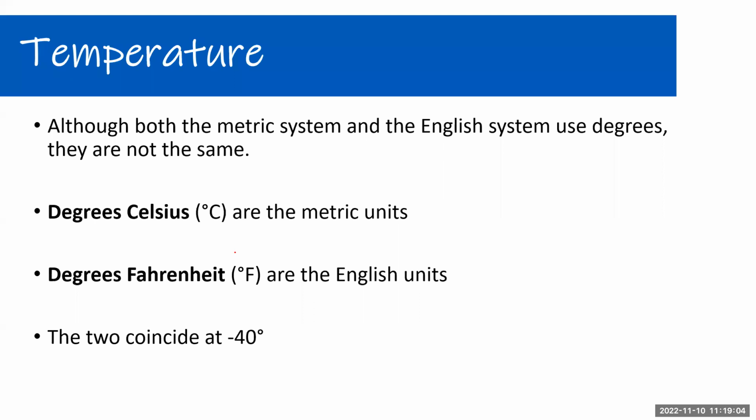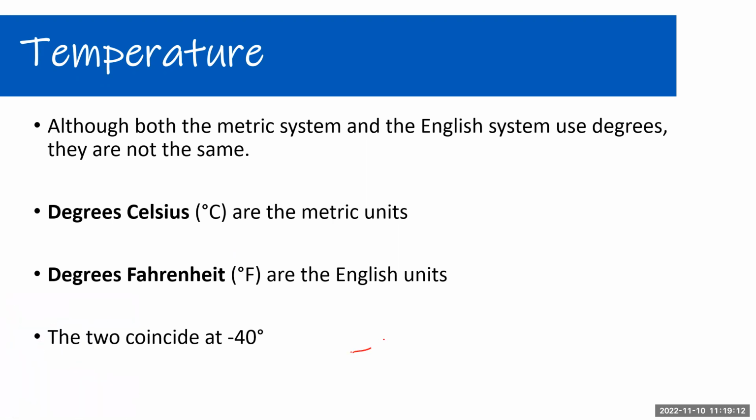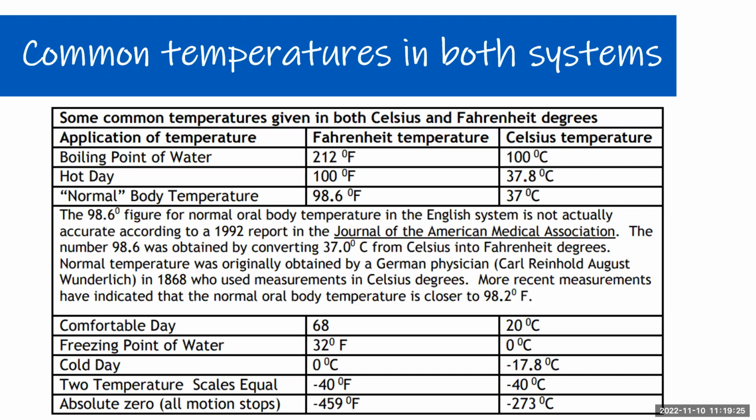The two are exactly the same at negative 40 degrees. So that means that negative, of course my pen isn't working. Negative 40 degrees Celsius is the exact same as negative 40 degrees Fahrenheit. Okay, that's the only place that they are equal. So if you want to look, this is from your textbook. Don't get overwhelmed. I'm not going to ask you to memorize this, but I just want to talk about it.